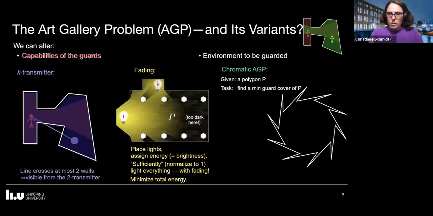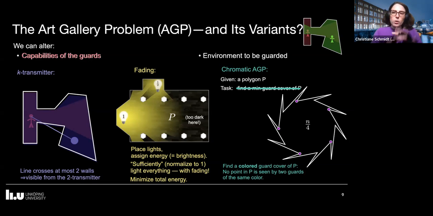So we're still having a polygon, and normally we want to find a minimum guard cover, right? So that in this case would be n/4 many guards. For chromatic, we're not allowed that any point in the polygon is seen by 2 guards of the same color. So if we would want to stick with these n/4, well, all the points in the center body of the polygons are seen by all of them, so we would have to assign a different color to all of them, and we would use n/4 colors.